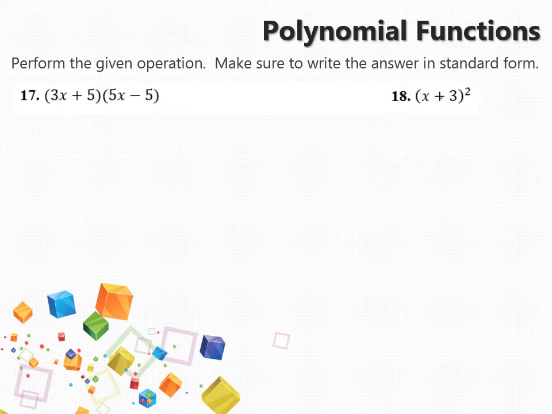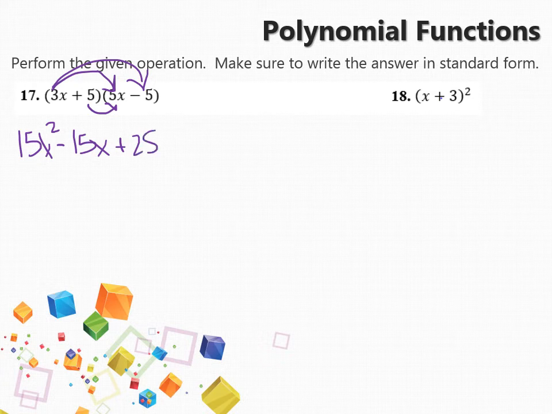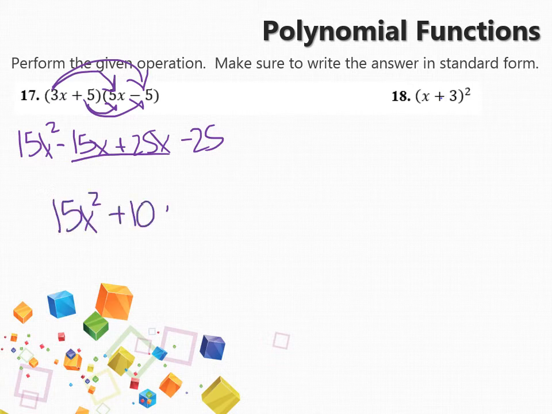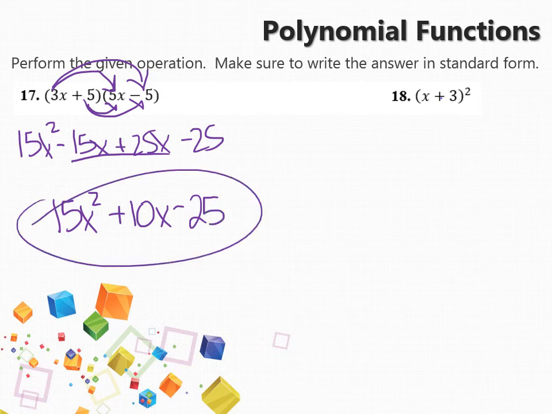Let's take a look at a couple more. I'm going to zoom through these ones pretty quick. Again, we're distributing, either double distribution or FOIL. Negative 15x. Oops, I forgot my squared on the first one. Careful, that was an x times an x. Last would be a positive 25x and a negative 25. I've got my like terms. Show those steps. Don't skip over those. That shows us that you're working authentically and that you understand where your answer came from.